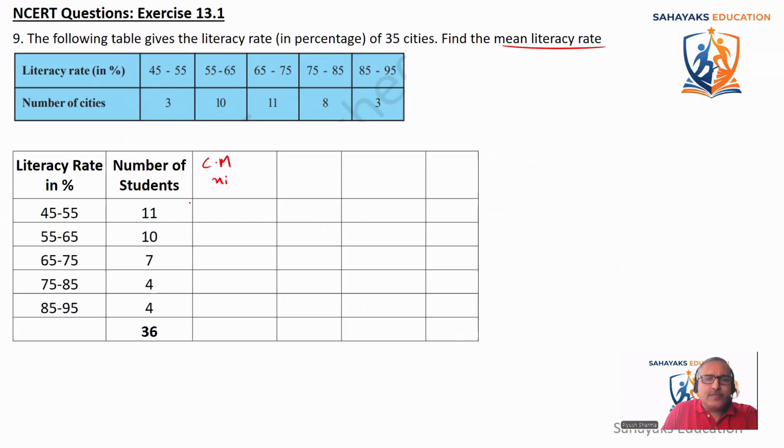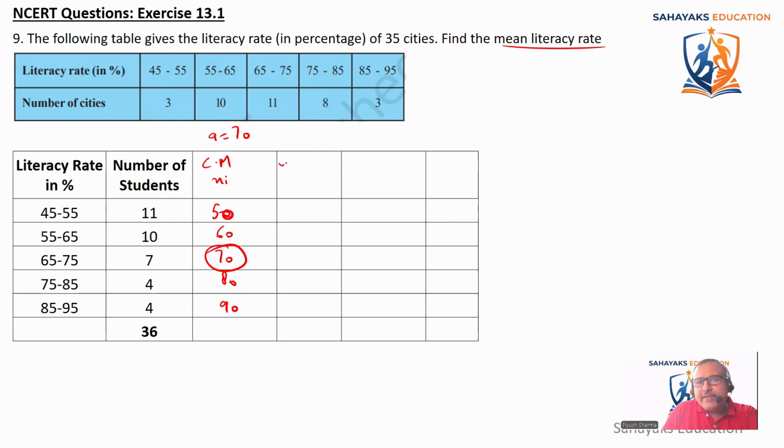So it is 45 plus 50 divided by 2, which is 47.5. Then 55 plus 65 divided by 2 is 60. Then this comes out to be 70, 80, 90. Now, among these values, we are going to find some assumed mean. So we'll say a is equal to 70.